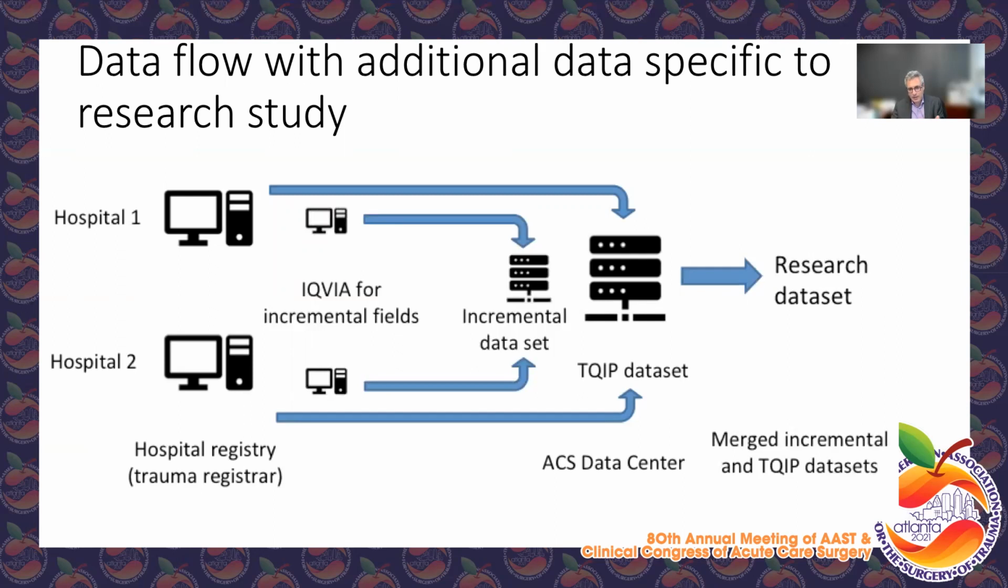So every hospital that's participating in the study enters their own extra data that comes to us completely separate from the usual TQIP data set. Patient records are linked by virtue of a unique identifier. And ultimately, we link the incremental data set with the TQIP data set, and that merged data set really is the research data set. So most of the data comes from the registrars. That little bit of extra data linked to the TQIP data set is the data that you're most interested in for your study, and that comes to you cleaned and available for analysis.